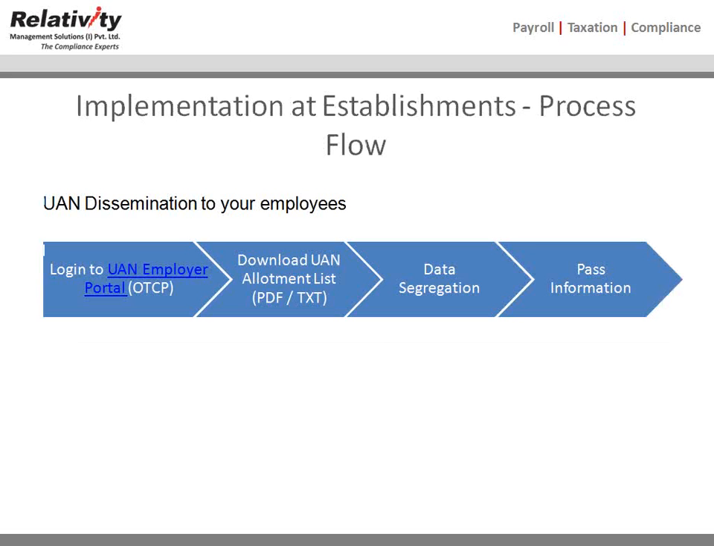By this time many of you would have already downloaded or would have already checked what and how the UAN numbers look like. There is also a lot of information on the EPFO site along with screenshots about the modalities of downloading the UAN numbers. But generally this is the flow. If you log into the UAN employer portal, which is erstwhile the OTCP, that is online transfer claim portal, through which you would have authenticated the transfer claims if you have already implemented them in your organization. So that's the first step. The second step would be to download UAN allotment list from the same portal. The third one would be to do data segregation, and the fourth one would be to pass information to your employees. Let's look at these one by one.